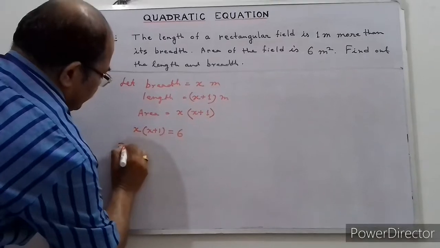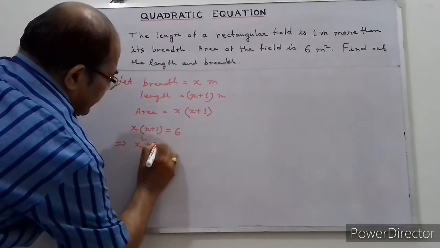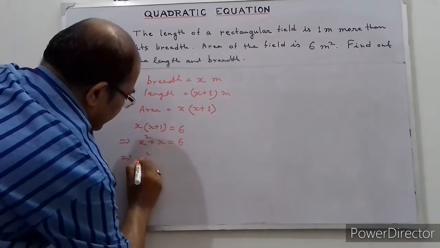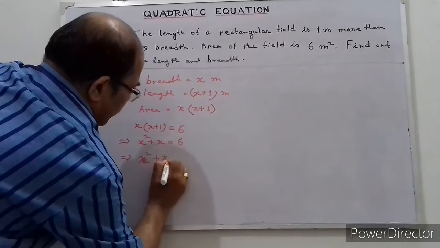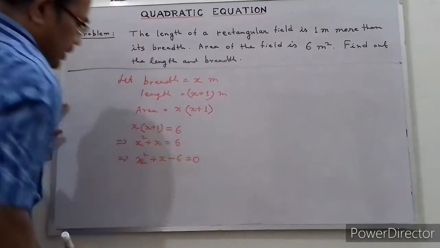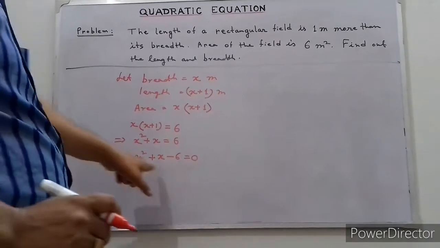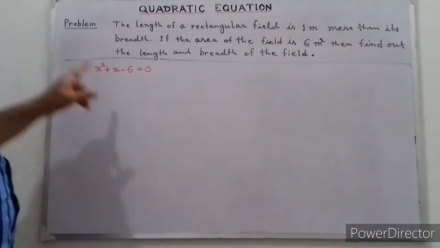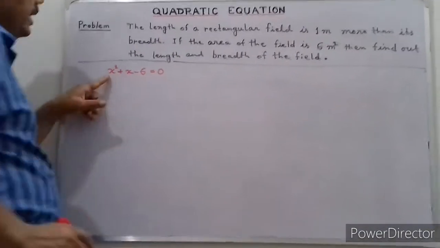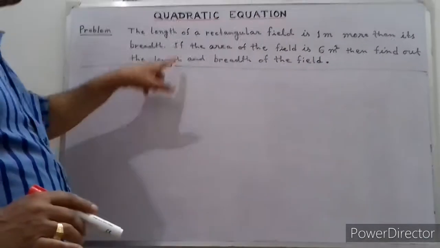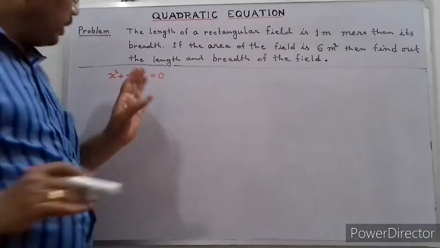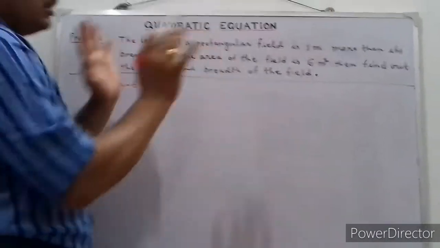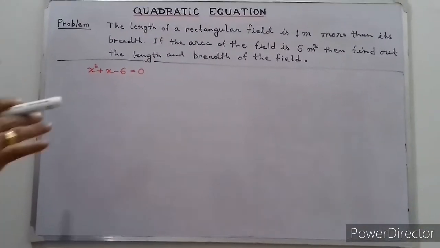So x square plus x equals 6, so x square plus x minus 6 equals 0. This is the form of a quadratic equation. Now we can solve this quadratic equation. So we get the quadratic equation x square plus x minus 6 equals 0 for this problem. Now we can solve it to find the value of x, or the breadth of the rectangular field.